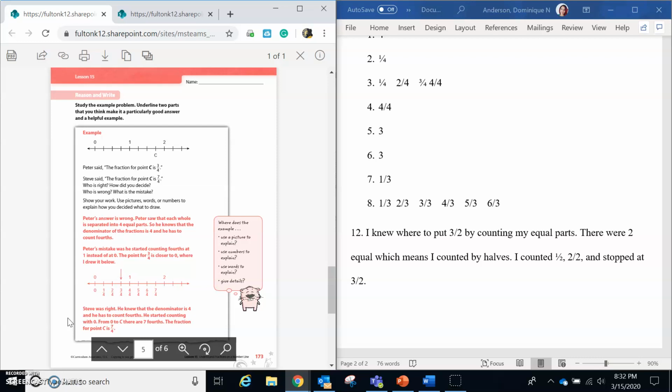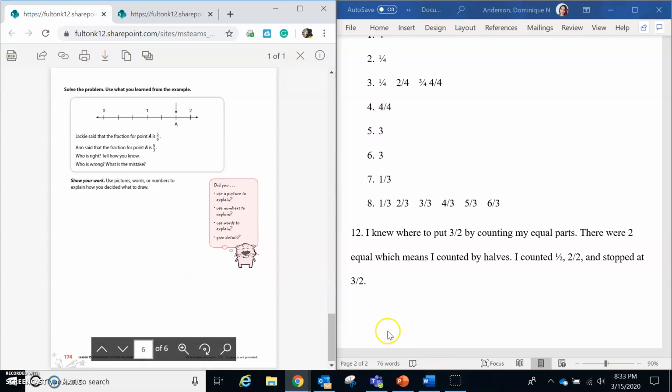So we want to underline 2 parts that make a particularly good answer and helpful example. So for me, I would say that this section and this section made it a really good answer, and it was a helpful example because they broke it down to exactly how they knew what he did wrong and why the other person was right. So now it's going to be our turn.